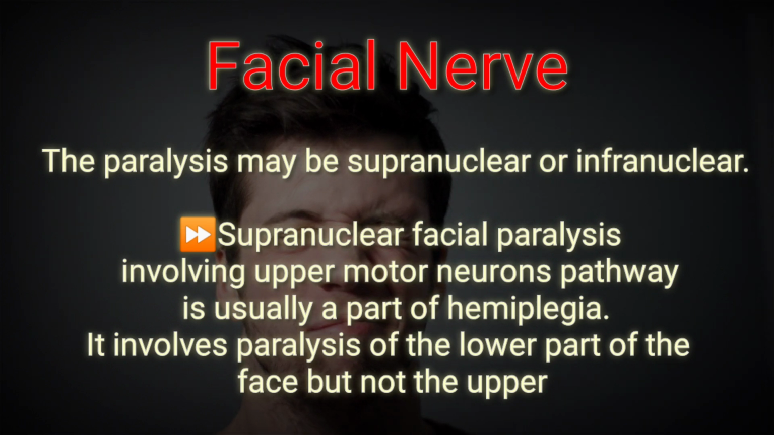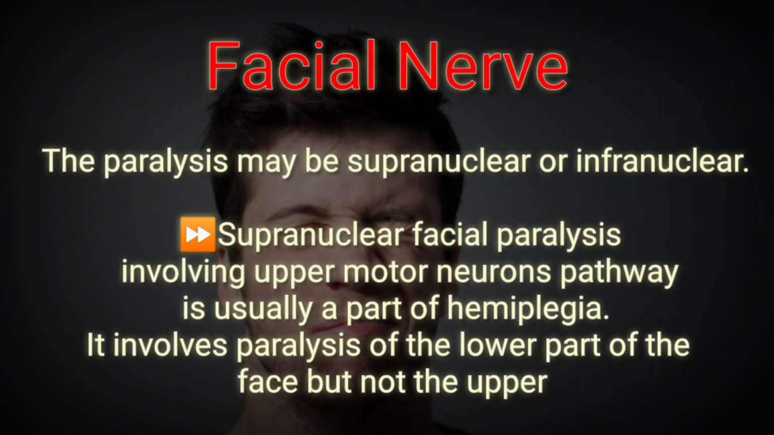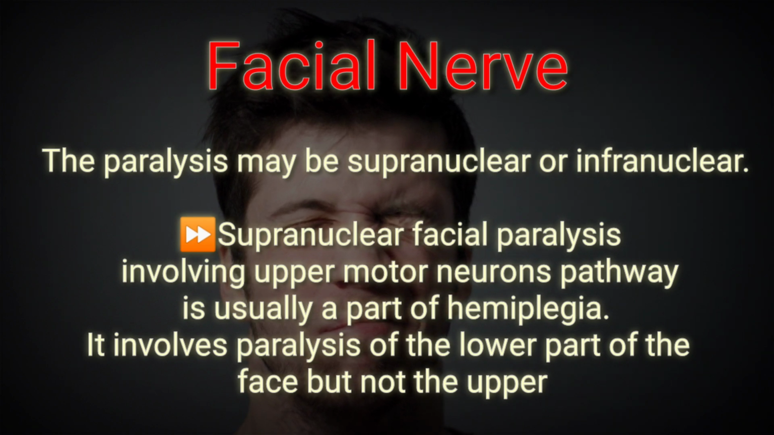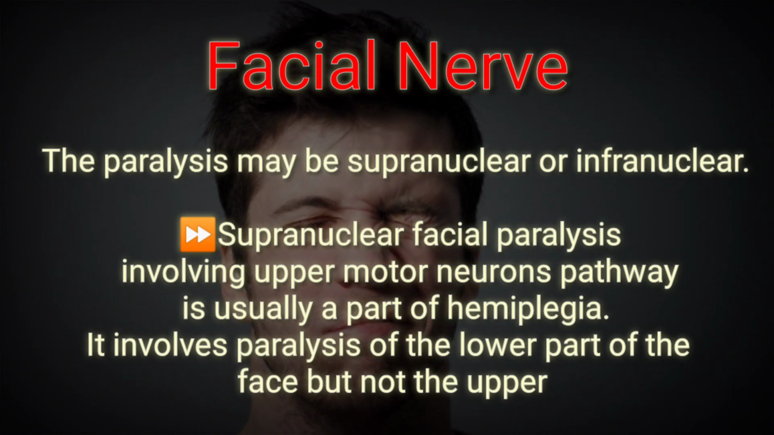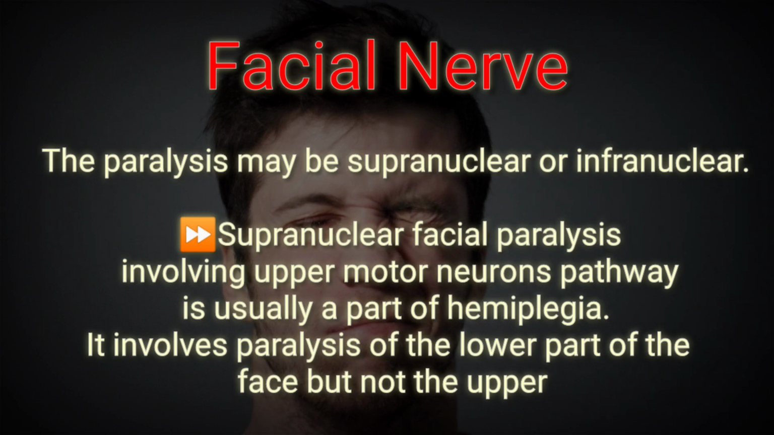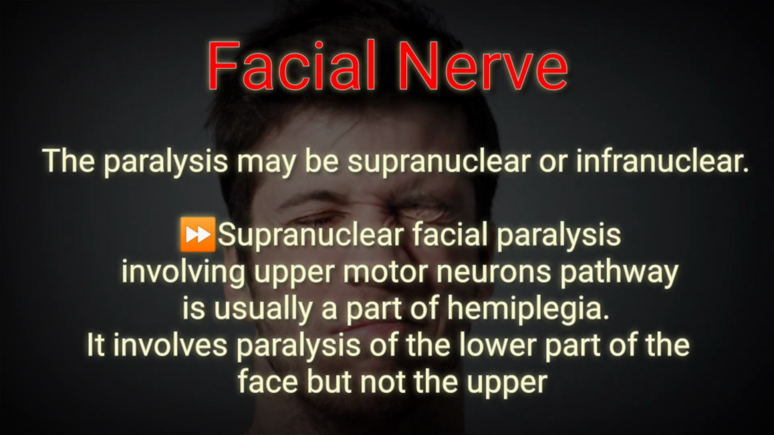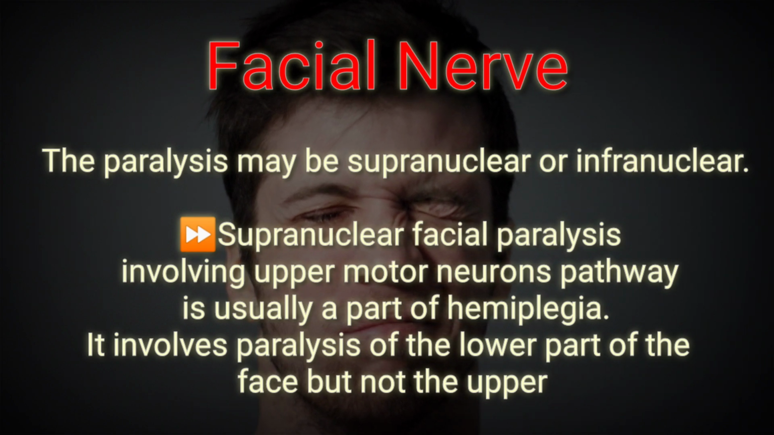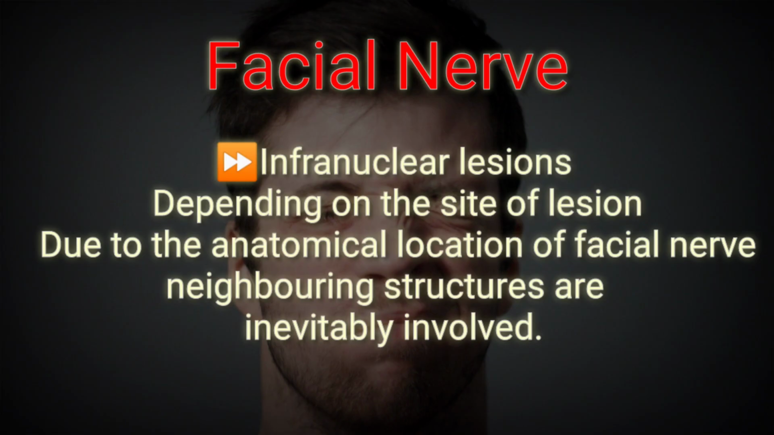Next, facial nerve and the applied anatomy. The facial nerve may be injured or become dysfunctional anywhere along its course from the brainstem to the face. The paralysis may be supranuclear or infranuclear. Supranuclear facial paralysis involving upper motor neurons pathway is usually a part of hemiplegia. It involves paralysis of the lower part of the face but not the upper. The infranuclear lesions vary in their effects depending on the site of lesion.